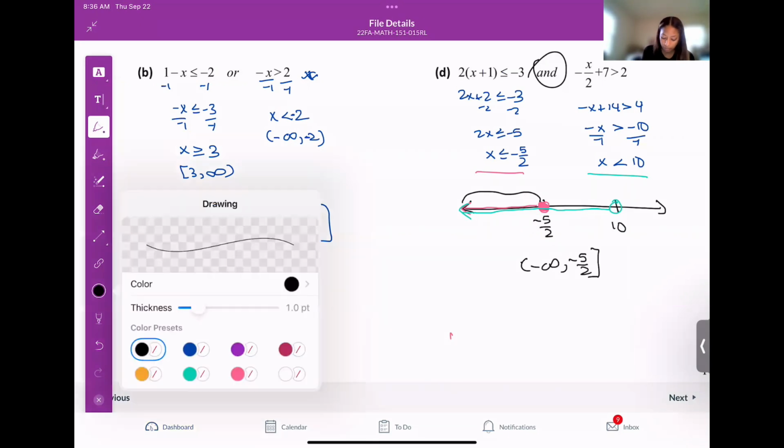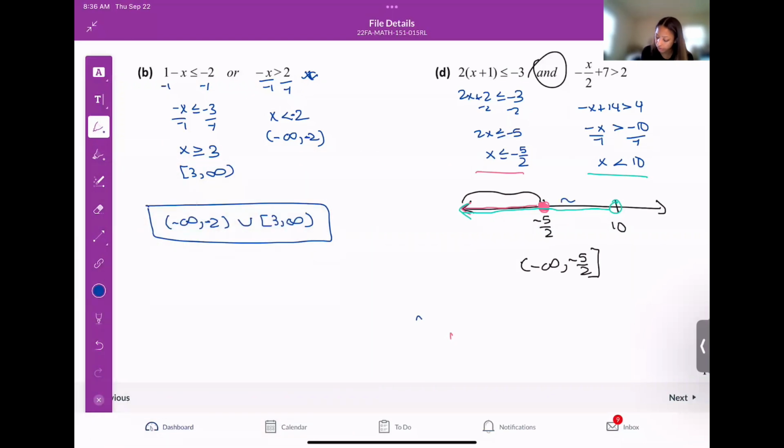And what about all of these numbers over here? Why don't they work? Well, it's because any value bigger than -5/2 will be a solution to the second equation, but it won't work for the first one. And for an AND situation, we need it to work for both of them. Then let's knock out the rest of this.